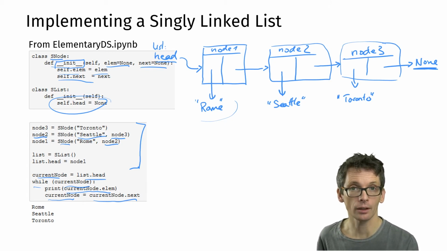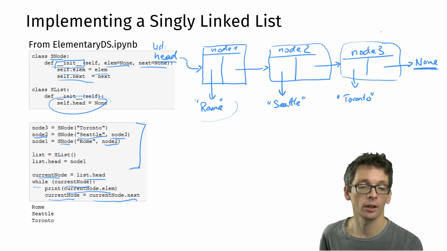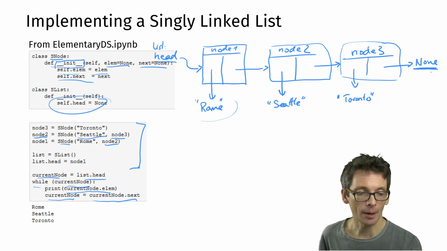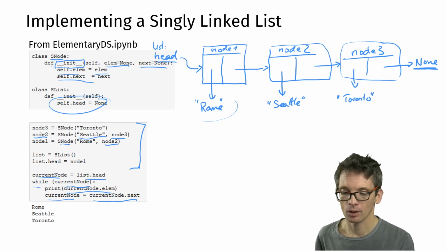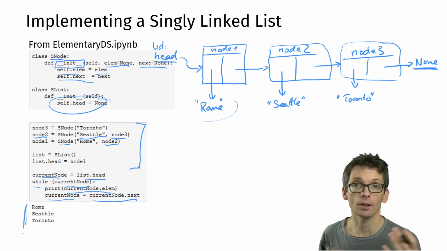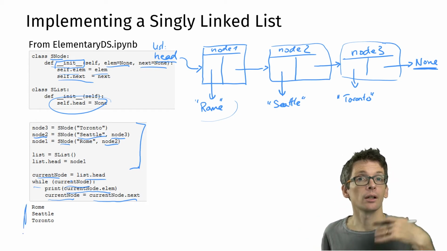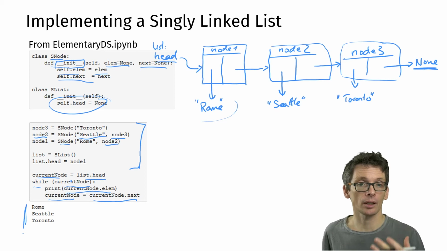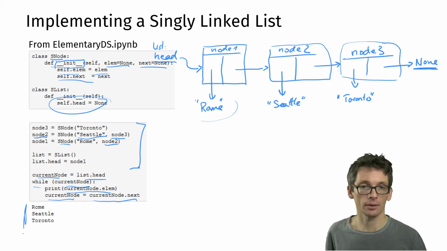I print Seattle and say follow the next pointer. I'm at node 3. I print Toronto. I follow. I'm at None. So now I leave the while loop, and in this way, this is a very simple way of traversing a linked list, in particular a singly linked list.